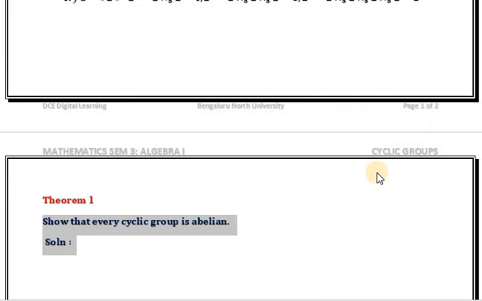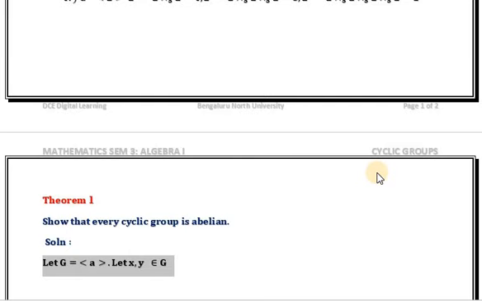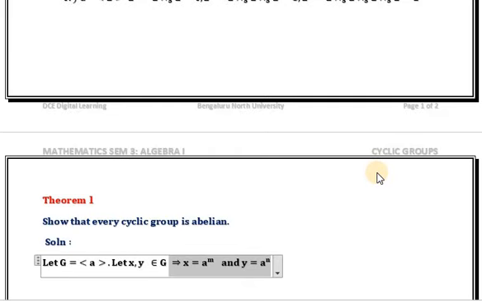Theorem 1. Show that every cyclic group is an abelian group. Means we have to show that the commutative property is satisfied in this group. Let G be a cyclic group generated by a, and let us consider x and y belonging to G be any two arbitrary elements. If these two are arbitrary elements, then x can be expressed as a power of m and y also can be expressed as a power of n. So let us consider these two elements as the integral powers of a.